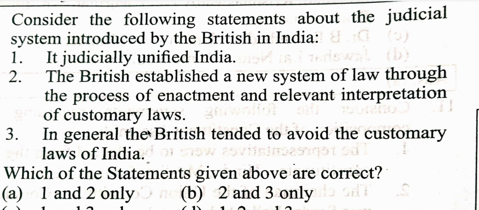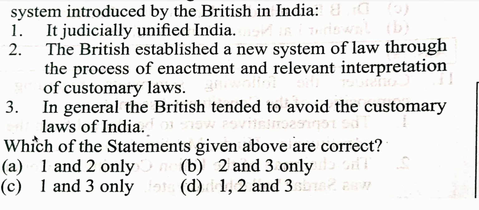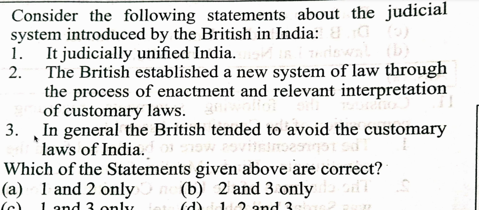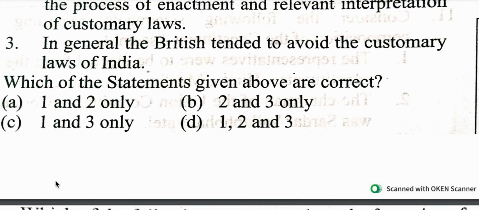First statement is the judicially unified India. It is judicially unified India. Second statement is the British established a system of law through the process of enactment and relevant interpretation of customary laws. Third statement is, in general, the British tended to avoid the customary laws of India. So here the first and second statements are correct. Option A is the correct answer.